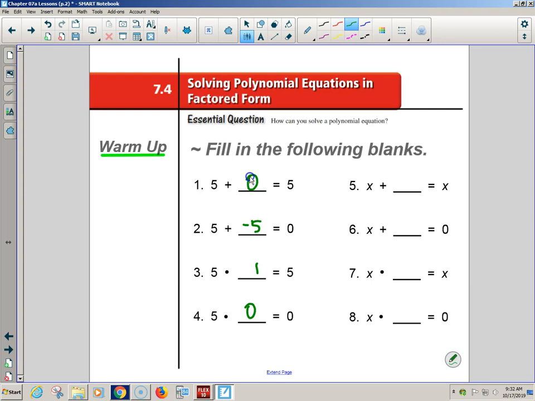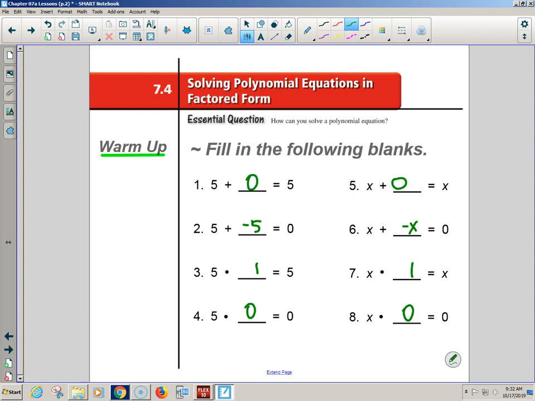Yeah. So what happens when the numbers change to variables? X plus what is X? 0. I know, it's so tricky. But X plus 0 is X, just like 5 plus 0 is 5. So X plus what is 0? Negative X. X times what is X? 1. And X times what is 0?